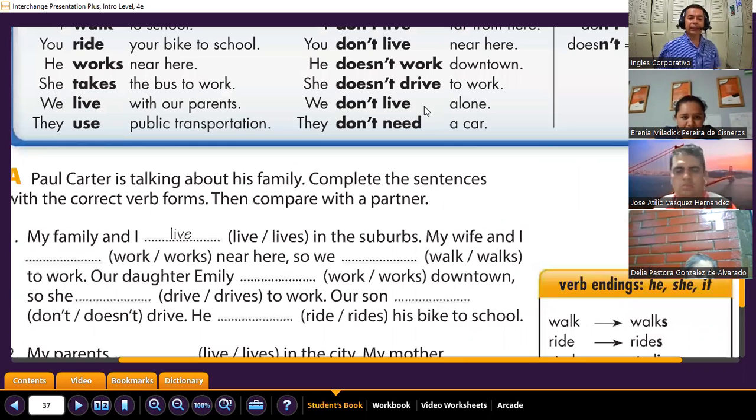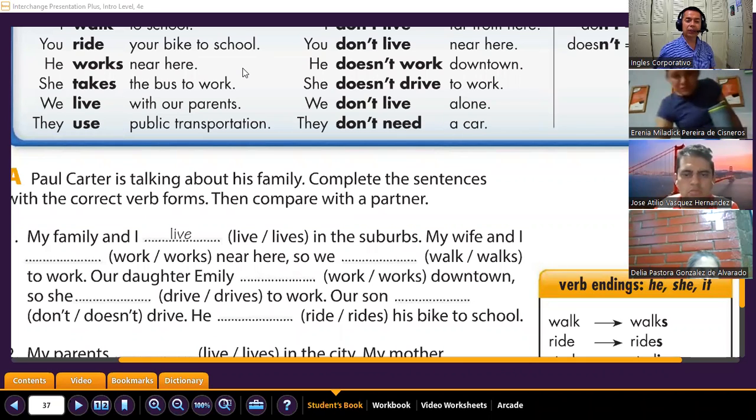Now, look at this. Let's make it together, right? My family and I live in the suburbs. My wife and I work or works? My wife and I work. Work, right? We work near here. So we walk or walks? Walk. Very good. We walk to work.